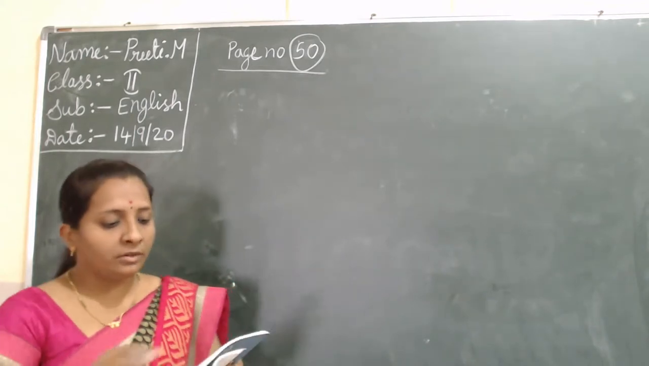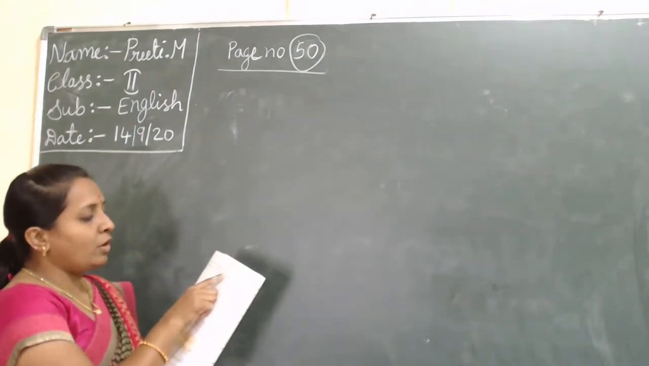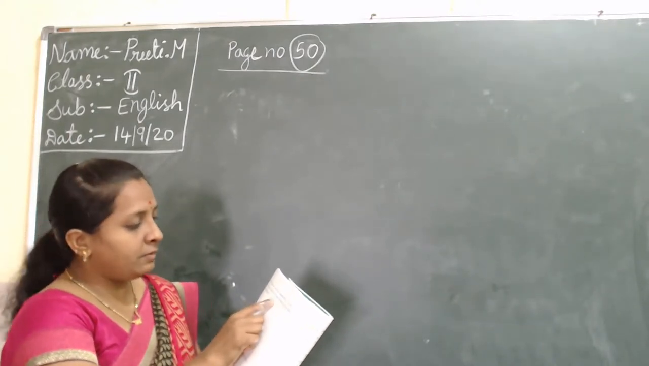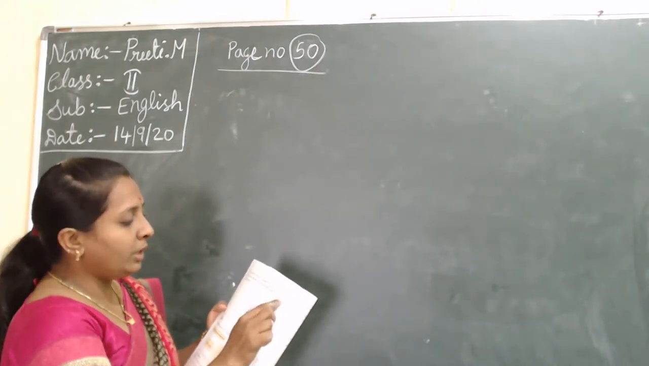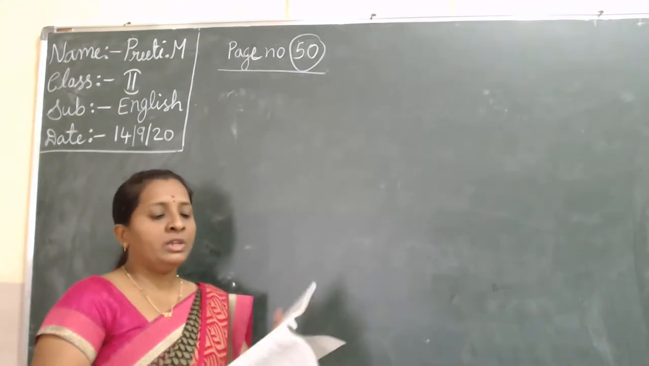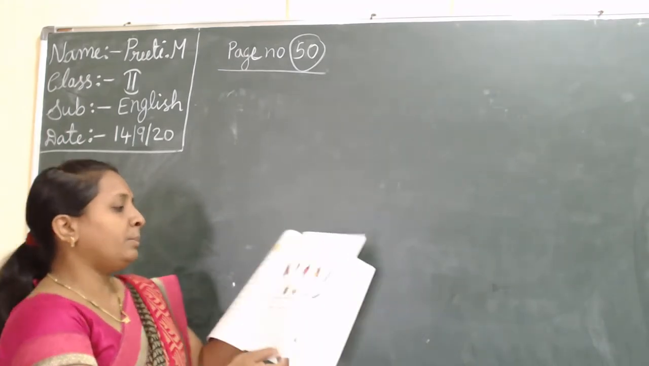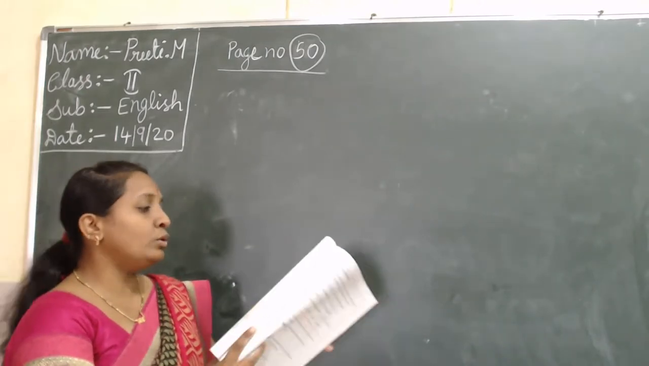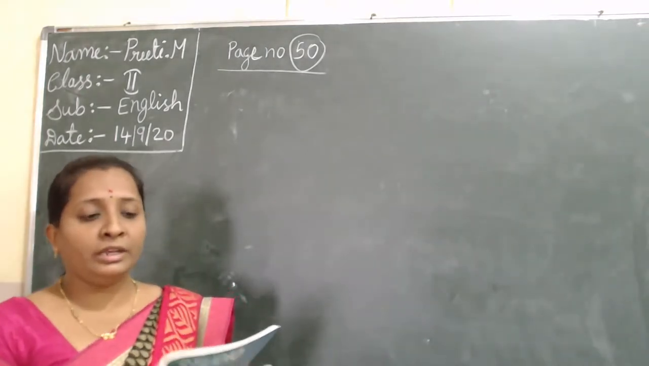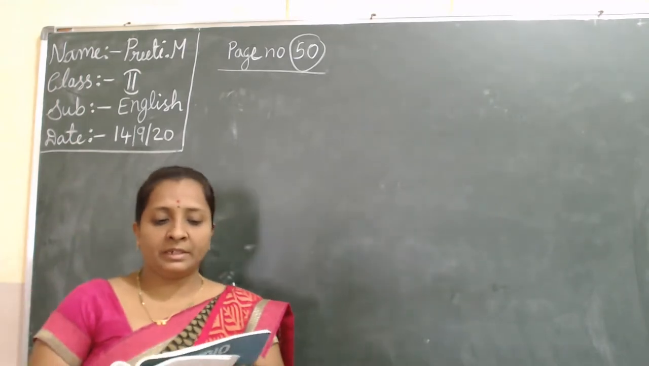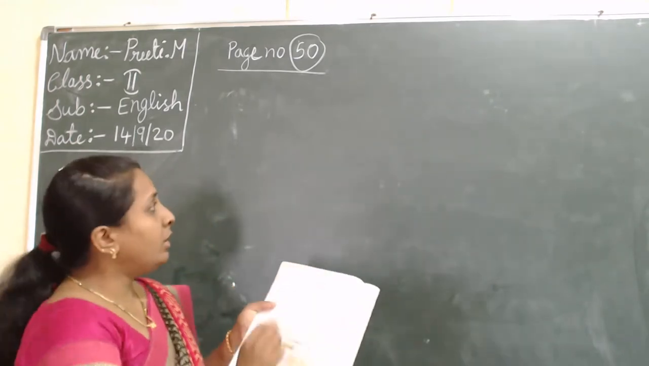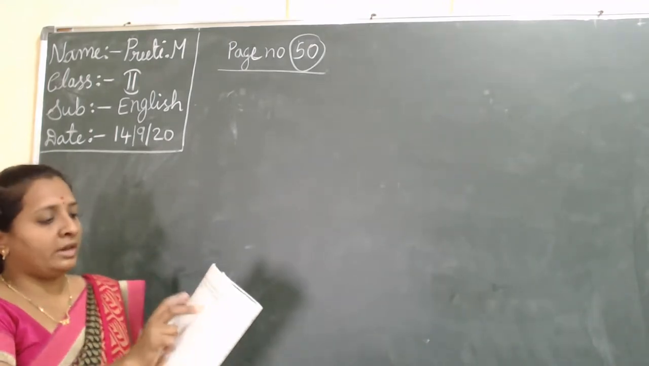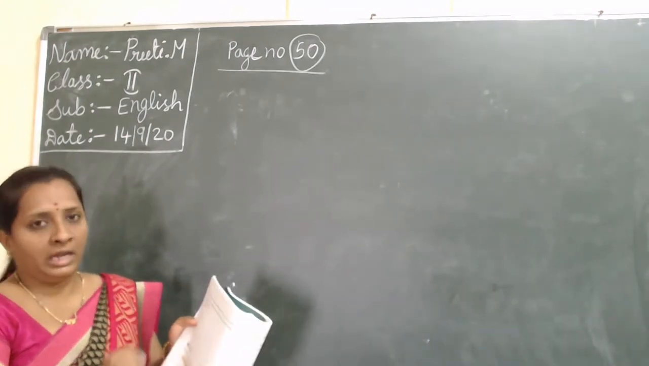Design another favorite position for any two of the comic book characters given previously. Draw them here and label. See, already you have seen in the previous activity, there are five characters. Now you should draw any two of the characters here, children. You choose yourself, draw any two characters here, and write their names.